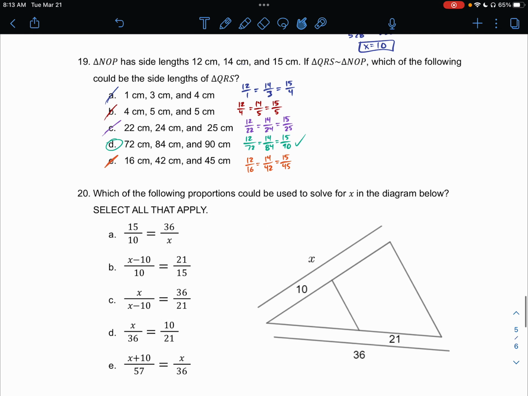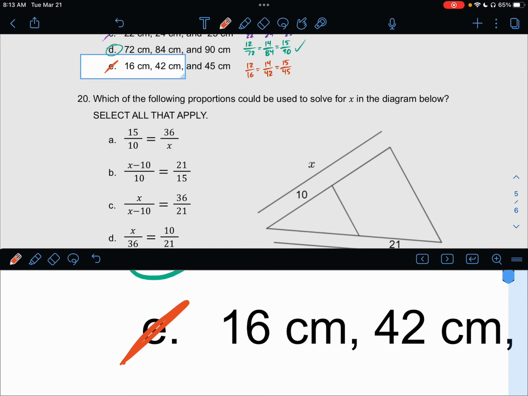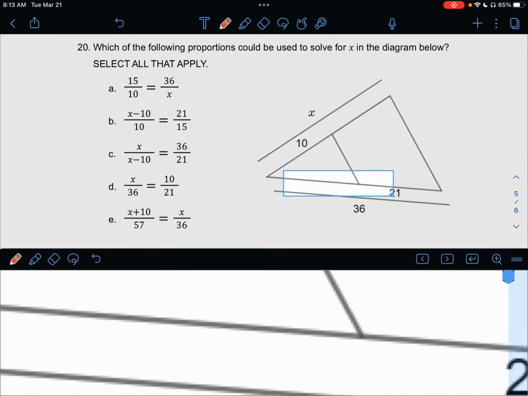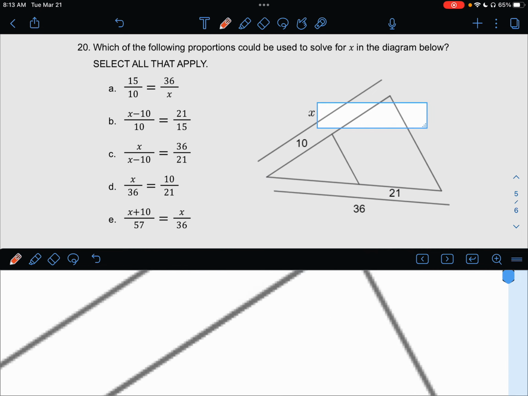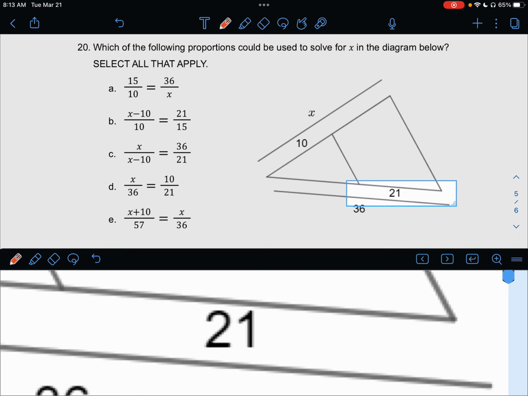And then I have number 20. So this one is select all that apply. Which of the following proportions could be used to solve for x in the following diagram? All right, first thing I want to do with this problem is figure out this length here and this length here. So I know the entire length here is 36, and that part of it is 21.